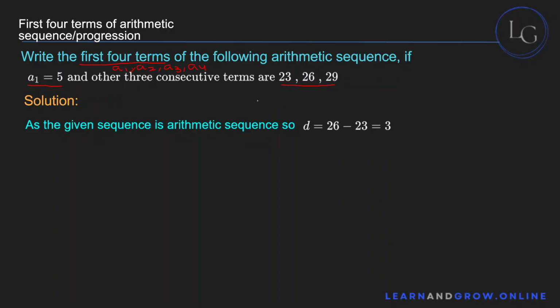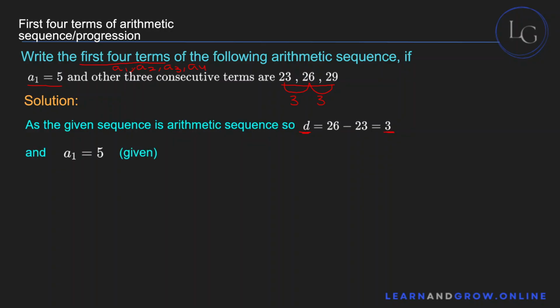Now, remember that in an arithmetic sequence, the common difference, or D, is the first thing you have to find. The common difference is applicable for all consecutive terms. Every two consecutive terms in the arithmetic sequence will always have the same common difference. So the difference between 23 and 26 is 3. The difference between 26 and 29 is also 3. So D is equal to 3. The common difference is 3.